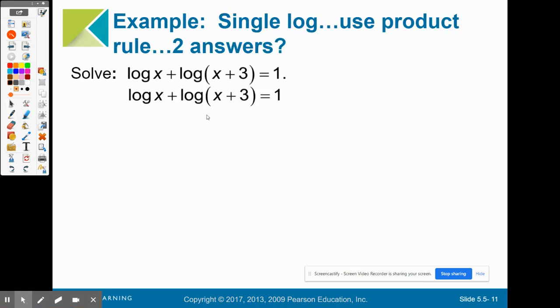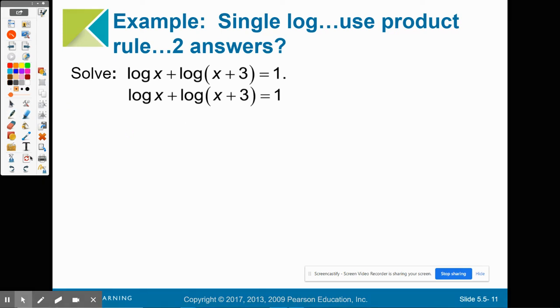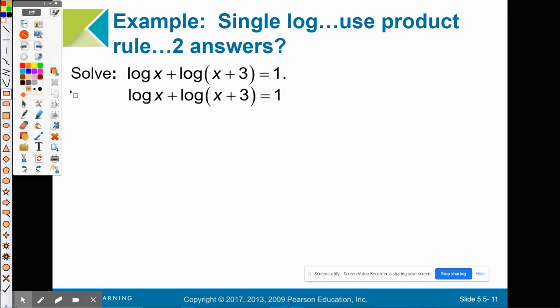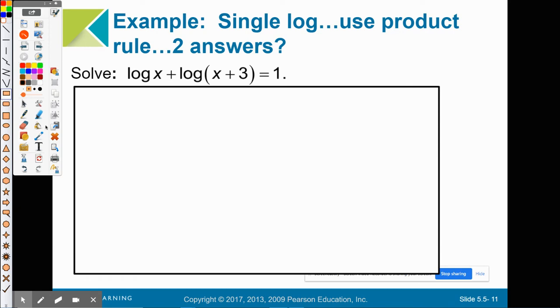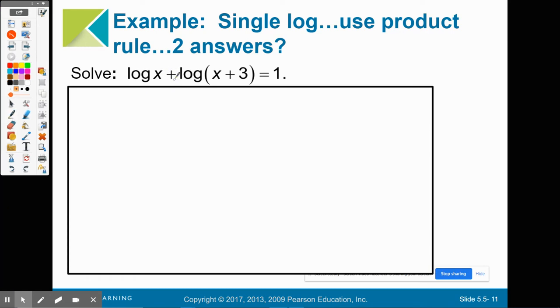Okay, now what happens on this guy? Well, you might end up with two answers. First thing we're going to do is write it as a single log, and we're going to remember that addition becomes multiplication. So that gives me the log of x times x plus 3 equals 1.